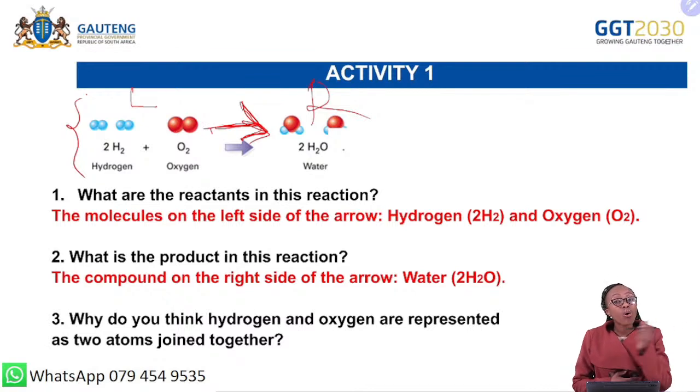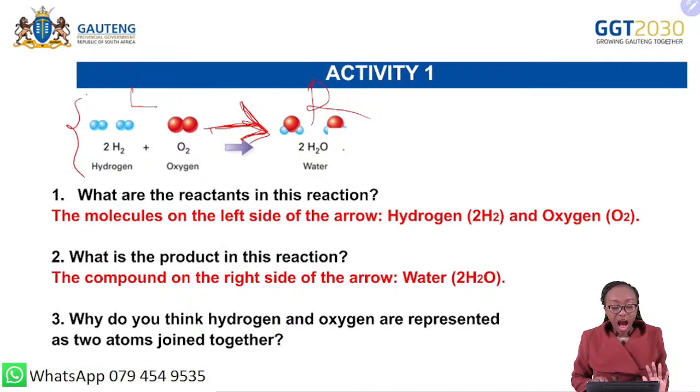So the arrow always points towards the product. The reactants are always on the left side of the arrow, and the products are always on the right side of the arrow.